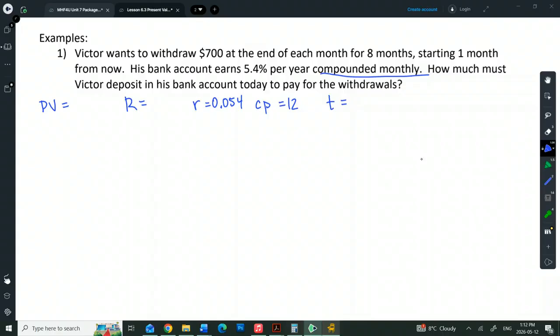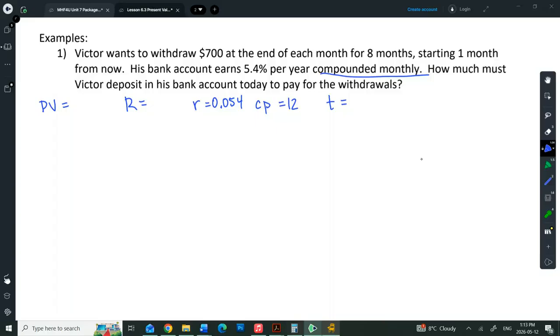Yep. So when we do time here, this should be time in years. So we need to figure out 8 months. If this is compounded monthly, we would have really just compounded our interest 8 times, right?